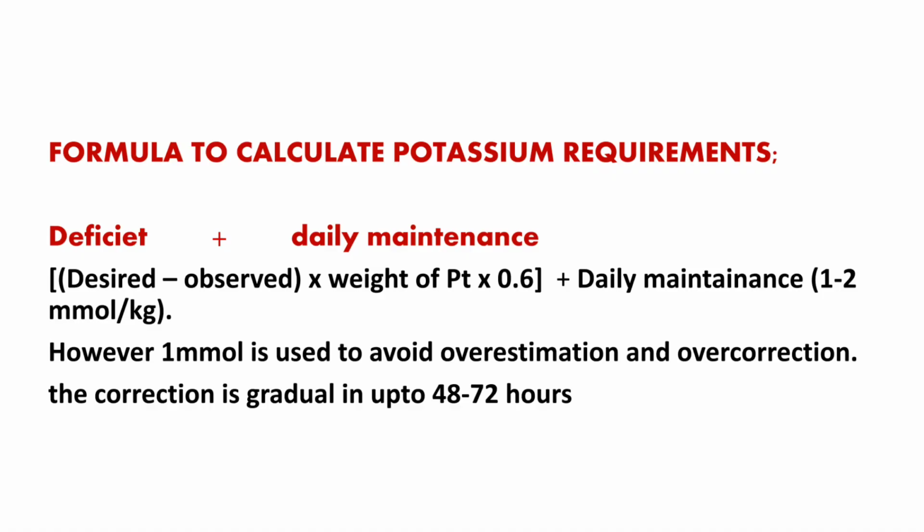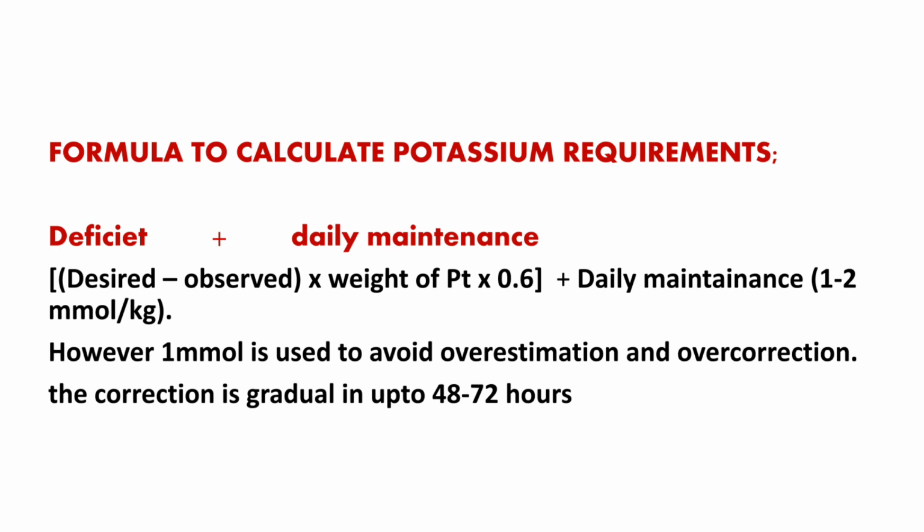To calculate the patient's requirement, use the formula: desired potassium minus the observed, multiplied by the weight of the patient and a constant, which is 0.6, plus the daily maintenance for potassium, which is 1 to 2 millimoles per kg. However, 1 millimole is used in the maintenance to avoid overestimation and overcorrection. The correction is gradual, over 48 to 72 hours.